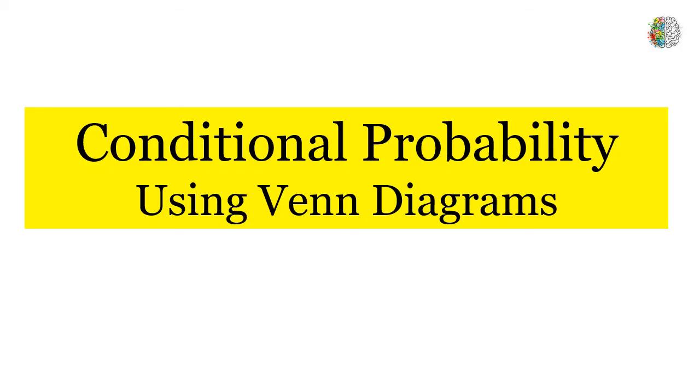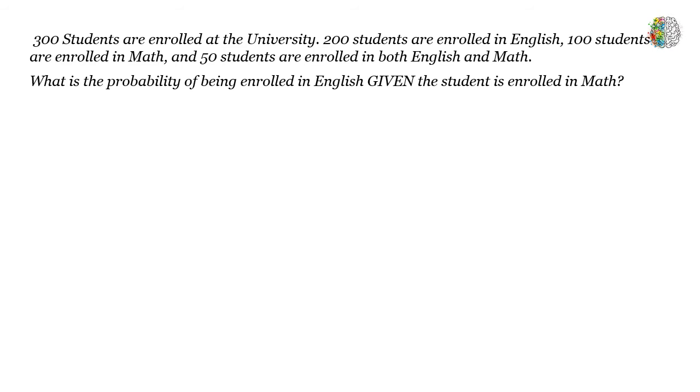And in our final examples, we'll see how to use Venn diagrams to solve conditional probability problems. Let's look at this conditional probability example. 300 students are enrolled at the university. 200 students are enrolled in English, 100 students are enrolled in math, and 50 students are enrolled in both English and math. What is the probability of being enrolled in English given the student is enrolled in math?